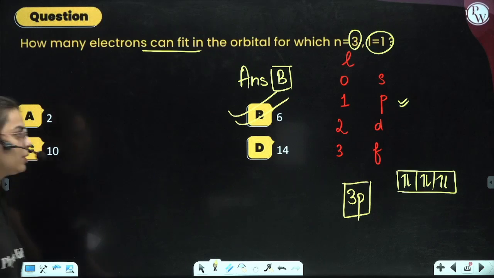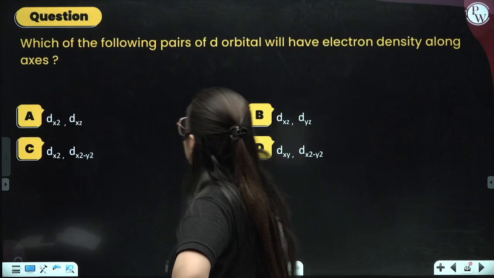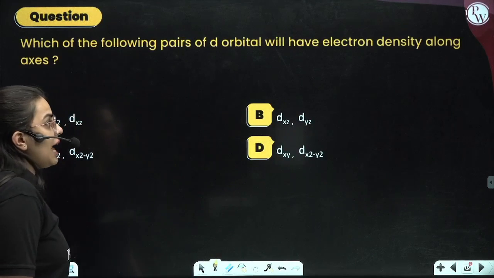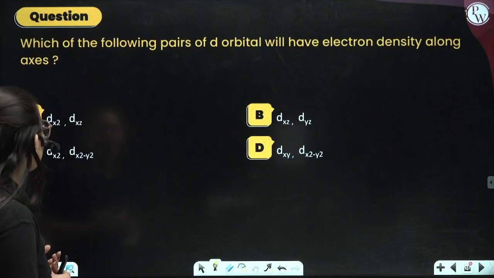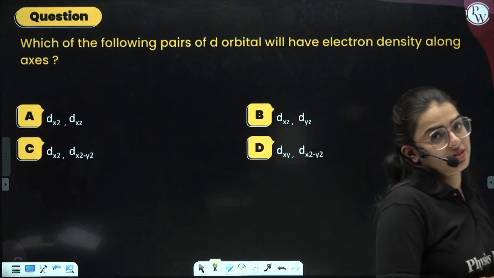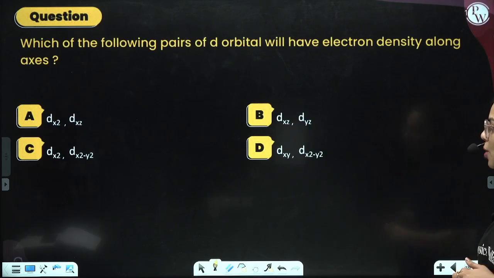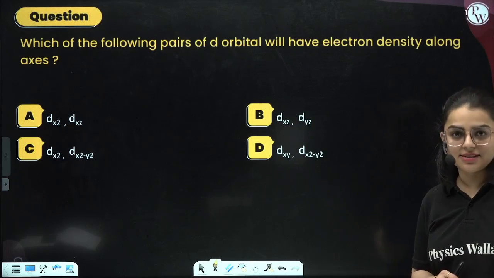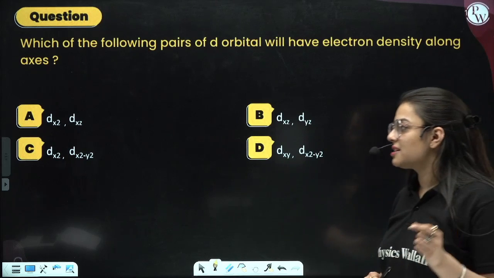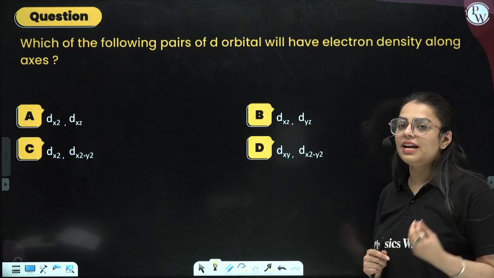Okay. Now comes the next question. Which of the following pairs of d orbitals will have electron density along the axis? A option is dx square, dxz. B option is dxz, dyz. C option is dx square y square, dz square. While D option is dxy, dx square y square.